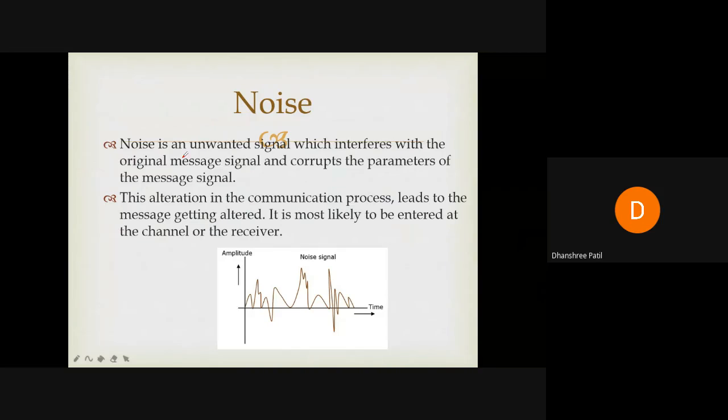And the last one is noise. Noise is an unwanted signal which interferes with the original message signal and corrupts the parameters of the message signal. Whenever noise is there in a signal, it looks like this, because there is no continuous representation of the data. If I'm representing any data, like 1 0, which is my original data, obviously it will have some form in my signal like this, a continuous representation. But whenever it is getting affected, there is no pattern for this signal. We cannot get anything from this signal, and such signals are called noisy signals.